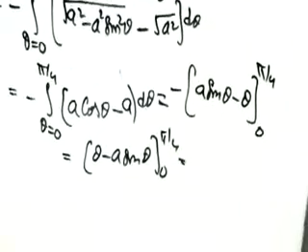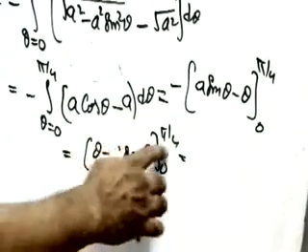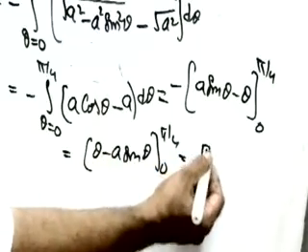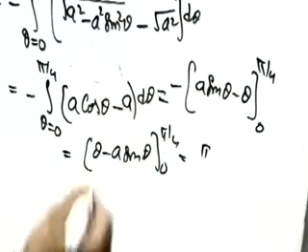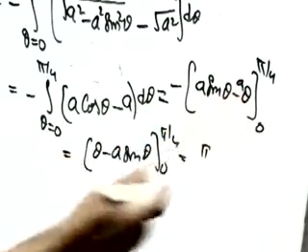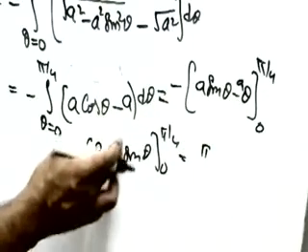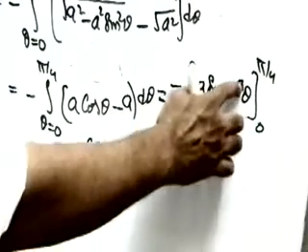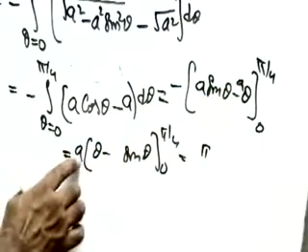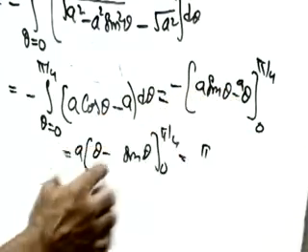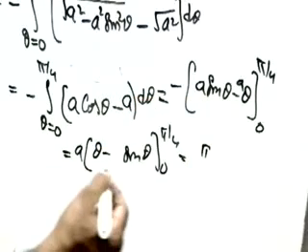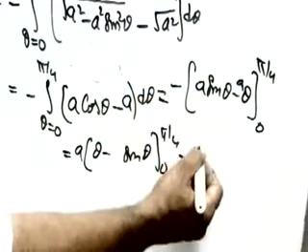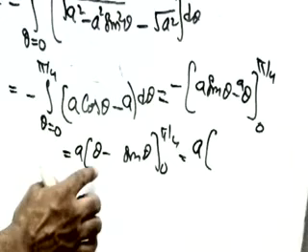Now upper limit means in place of theta we have to write pi by 4. So this will become pi by 4. I think we have to write a here also, no? Let me take a common. If you take a common, what is left here? Theta minus sine theta. Here also you are having a. So if you take minus a common, you multiply with minus, this will become plus, this will become minus. Now you write this a as it is.